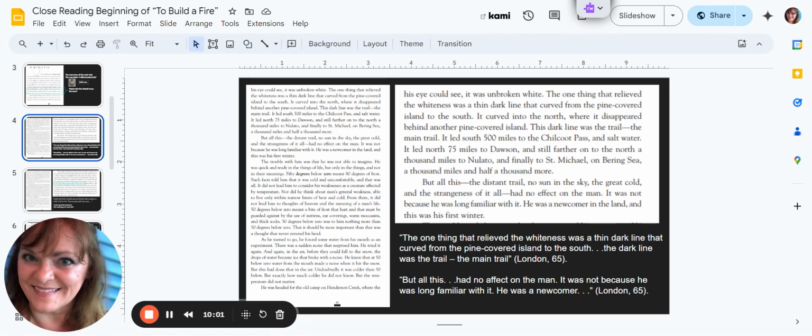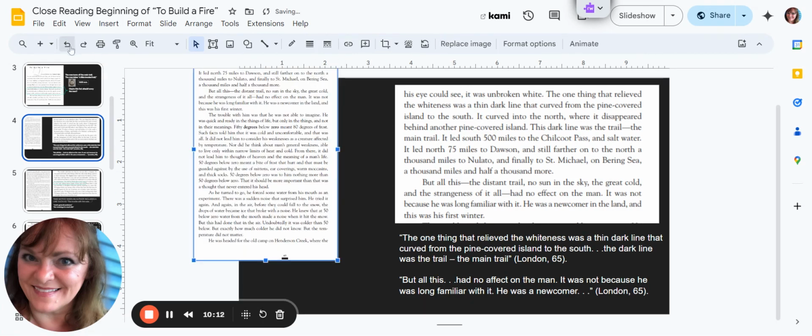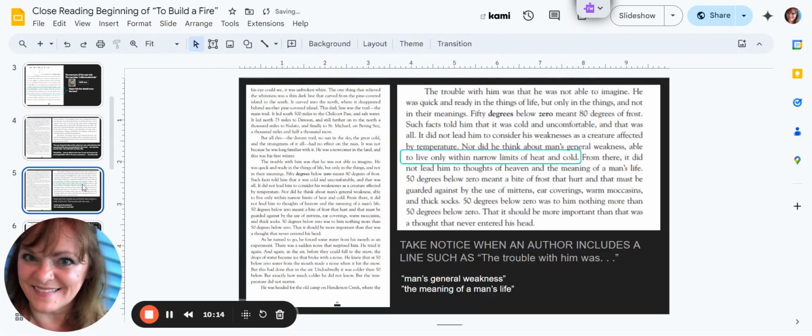But all this, ellipsis, had no effect on the man. It was not because he was long familiar with it. He was a newcomer. I felt like that was important enough to note. All right. The trouble with him was that he was not able to imagine. And I made a note below.